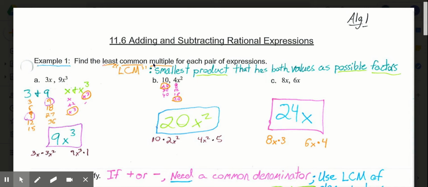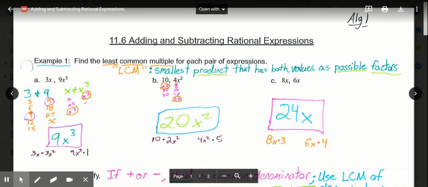What that means, if we're looking at A, we have 3x and 9x to the third. If we're looking at just the 3 and 9, the coefficients out in front, multiples of 3 are 3, 6, 9, 12, 15, and so on. Multiples of 9 are 9, 18, 27, 36, and so on. Then we take the variable pieces, x and x to the third, and the smallest multiple that they share, we'd make the list again of their different multiples.